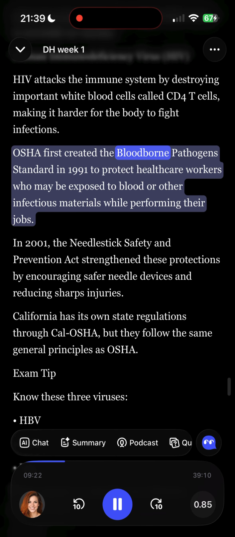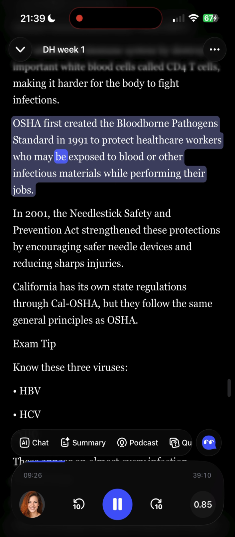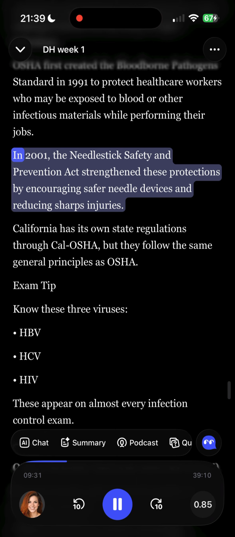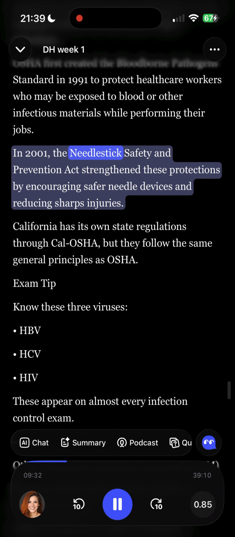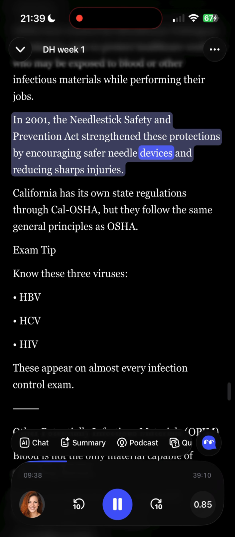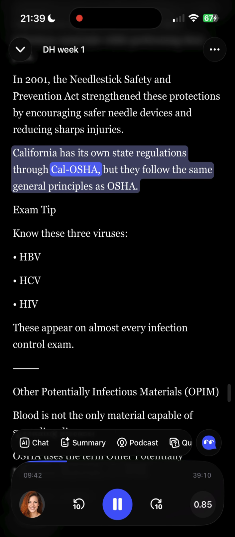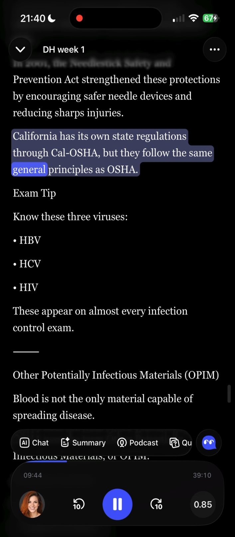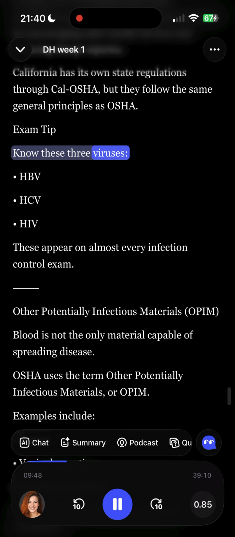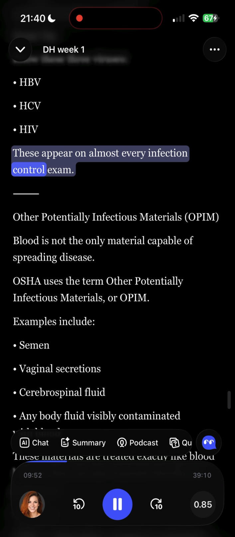OSHA first created the blood-borne pathogen standard in 1991 to protect healthcare workers who may be exposed to blood or other infectious materials while performing their jobs. In 2001, the Needlestick Safety and Prevention Act strengthened these protections by encouraging safer needle devices and reducing sharps injuries. California has its own state regulations through Cal-OSHA, but they follow the same general principles as OSHA. Exam tip. Know these 3 viruses: HBV, HCV, HIV. These appear on almost every infection control exam.